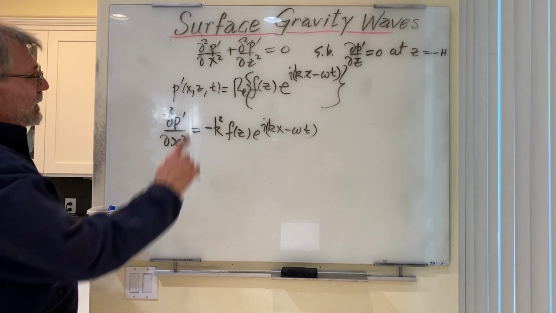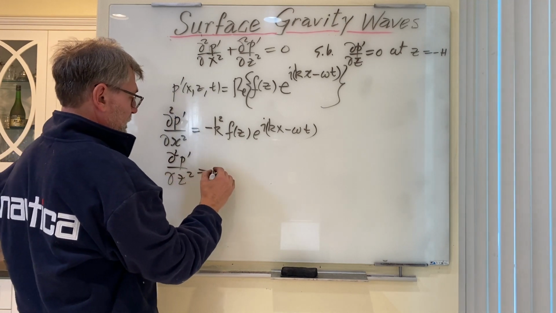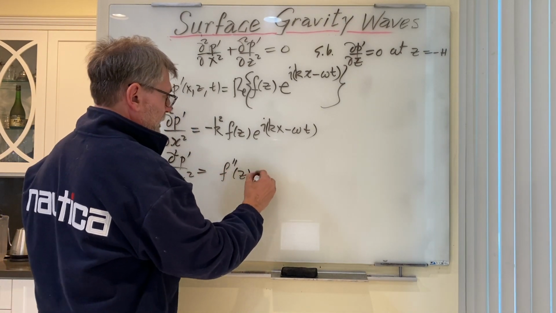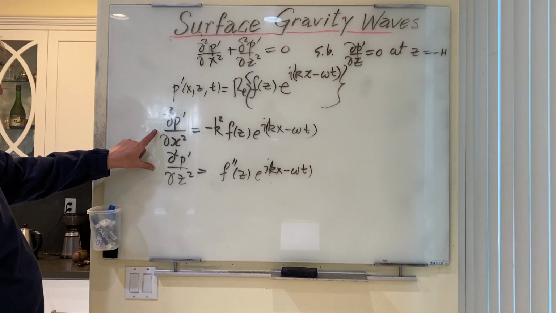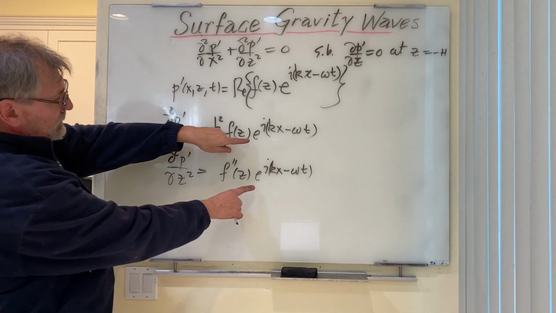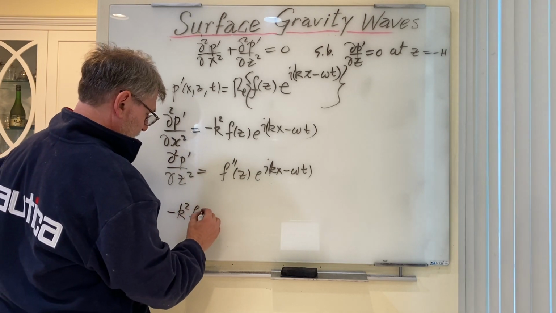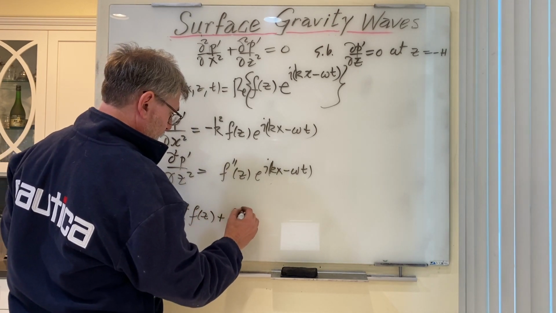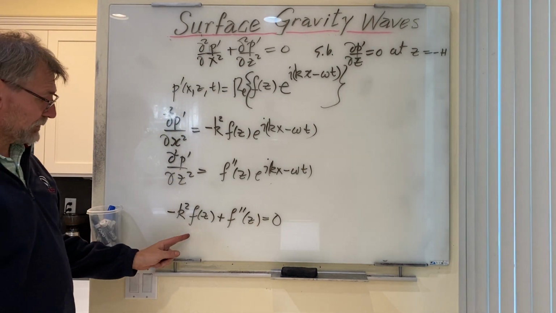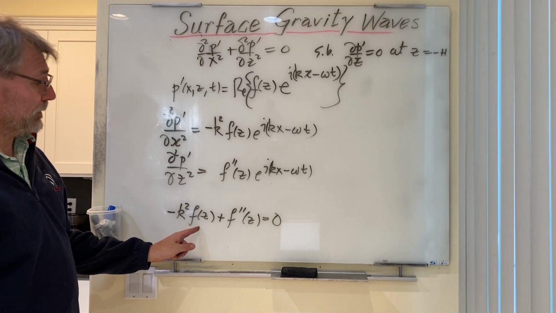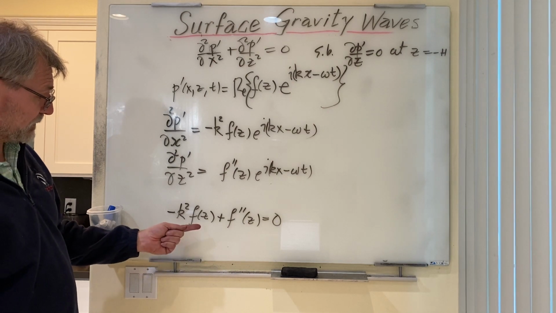All right, so two x derivatives multiplied by minus k squared. So that was easy. Now two z derivatives: d2p prime/dz squared is going to be equal to f double prime of z e to the i(kx minus omega t). If I add these two together and set it equal to 0, these e to the i(kx minus omega t) factors cancel, and what I'm left with is minus k squared f of z plus f double prime of z equals 0. So this is a differential equation for f, second order, and the solutions are going to be just simple exponentials.